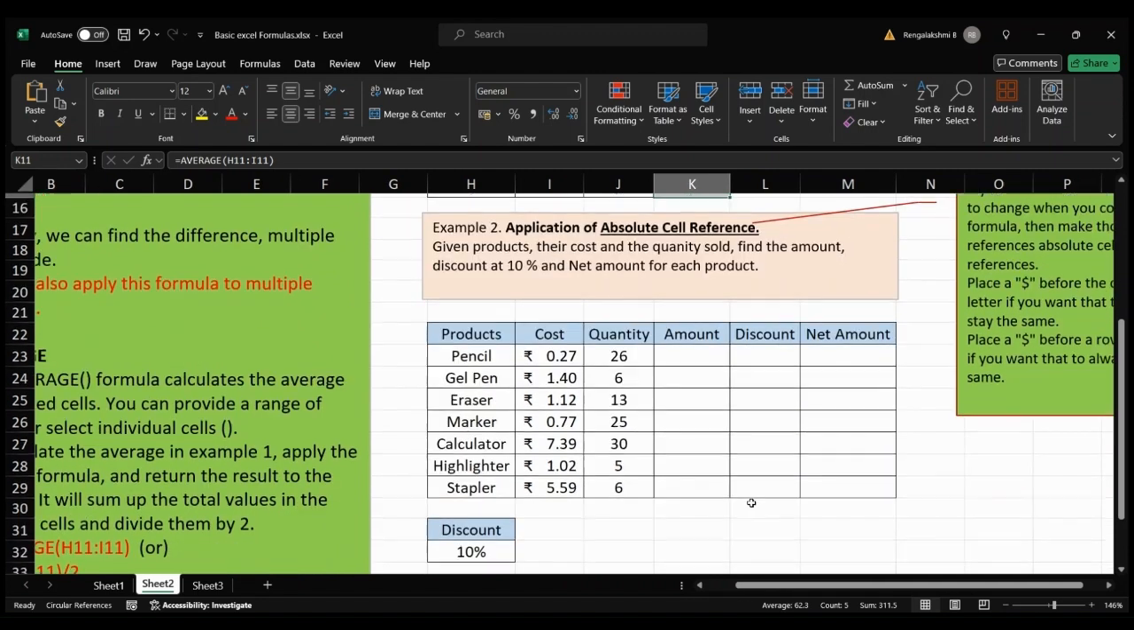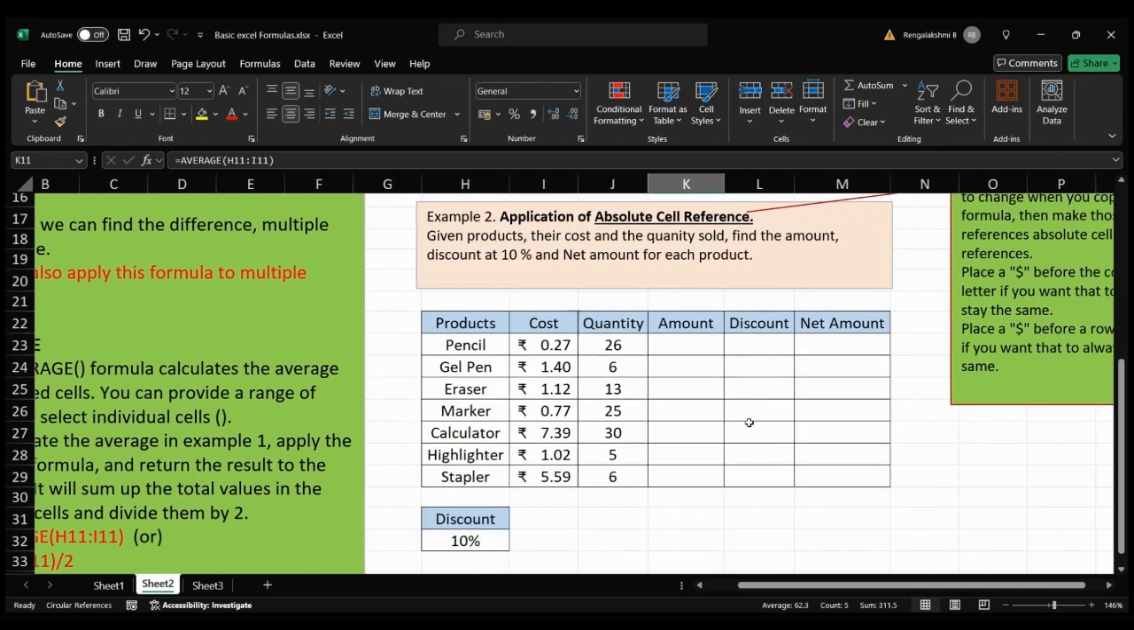In this example, the products, cost and quantity are given. We have to find the amount, discount at 10% and net amount for each product. They have given a 10% discount for all the products. So here we have to do absolute cell referencing. Okay, let's understand one by one.